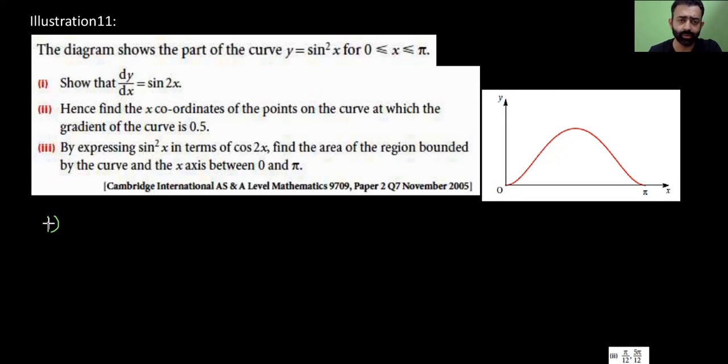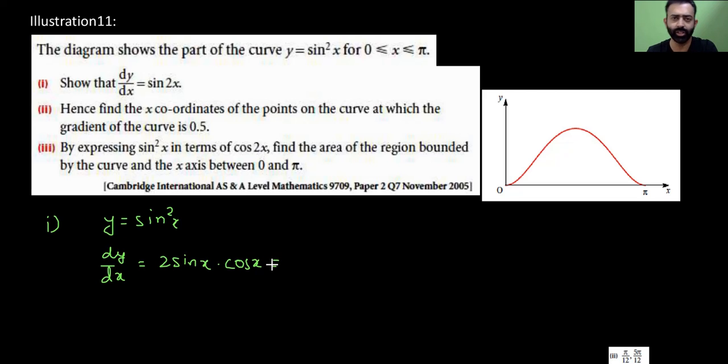First part: if y is sine square x, then its derivative dy by dx is equal to twice of sine x, and then we will differentiate sine x with respect to x, which gives cos x. This is just plain chain rule. So 2 sine x cos x is sine 2x. Very simple. First part is over.